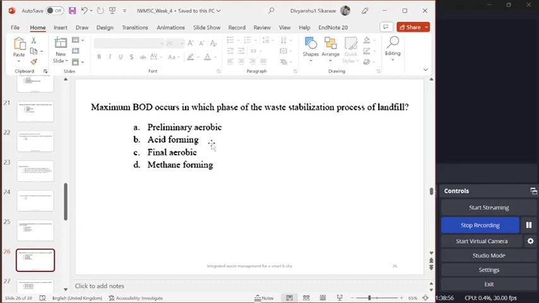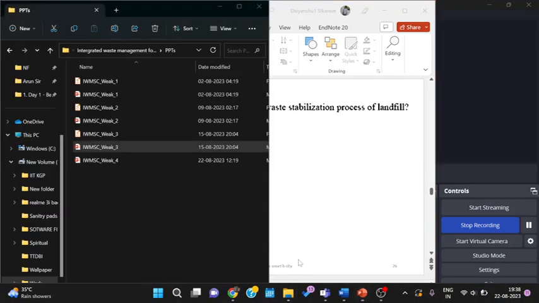Before that acidic formation, I think in the beginning it will be low, and it will increase. In the aerobic stage it will increase, and once the acid forming starts, then it starts decreasing. In the acid forming phase, it will be decreasing.